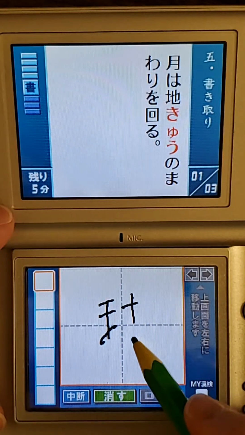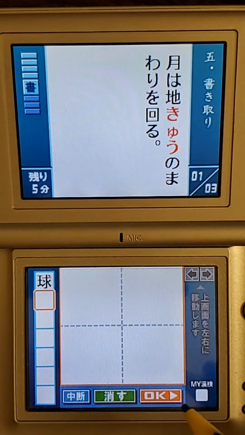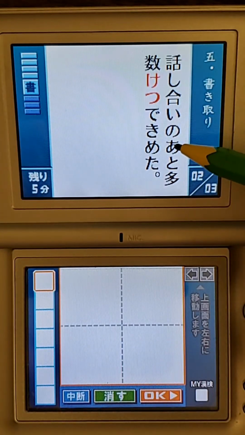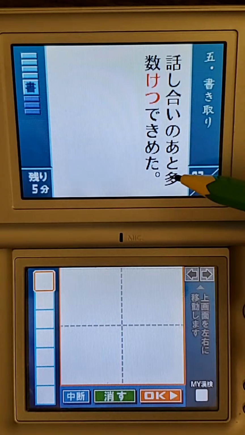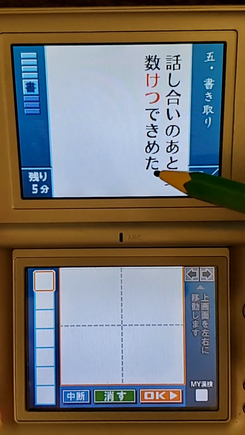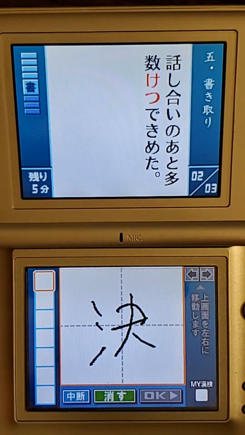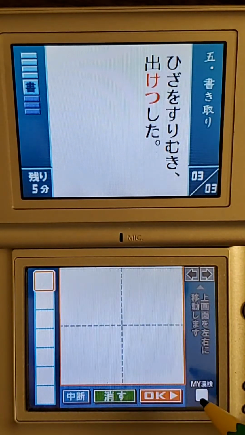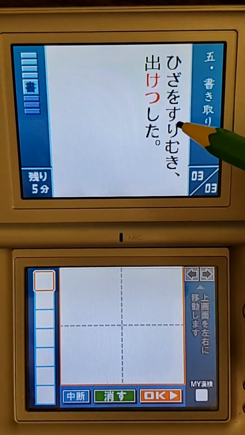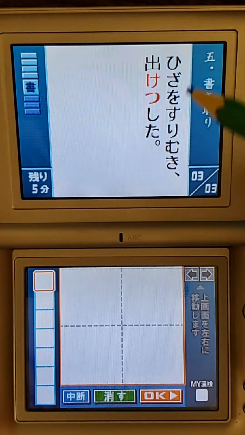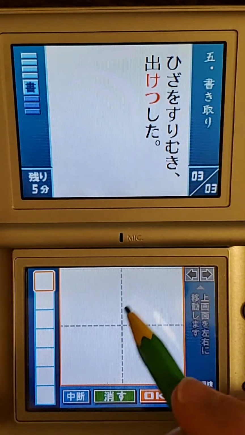So I think it's yaku no Q, like sphere. Nice. 話し合いの後, not sure what that reading is, but it's osuketsu or something like that. De kimeta. That is so sanzui. I think that's it. Yeah. Kimeru. Hiza o surimuki shuketsu shita. So shuketsu. So I scraped my knee and started bleeding, basically.